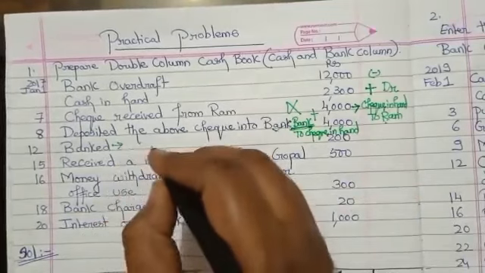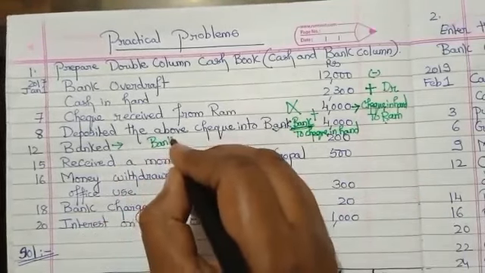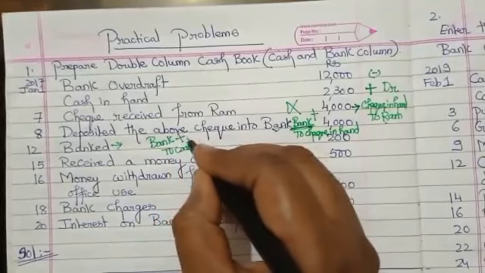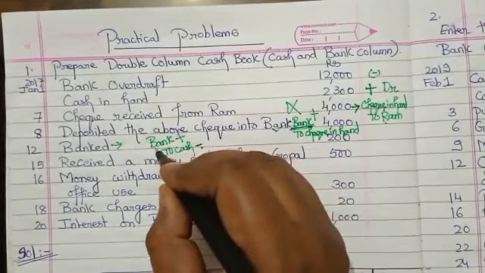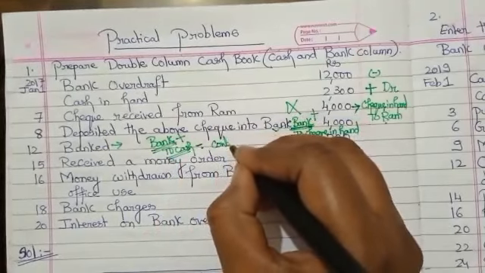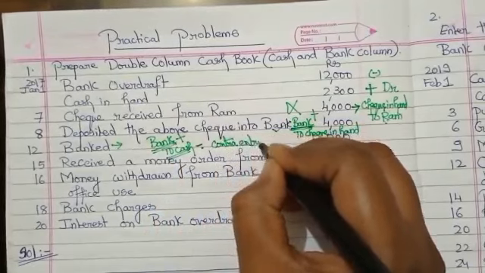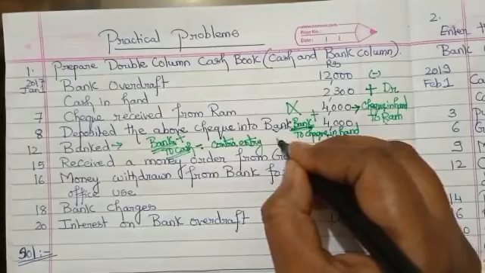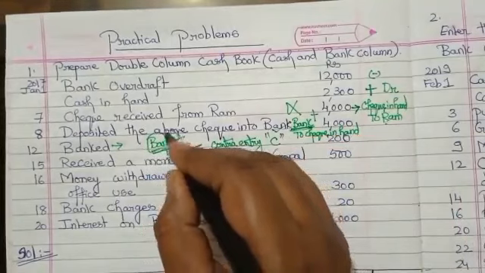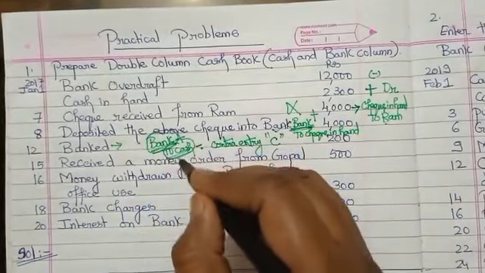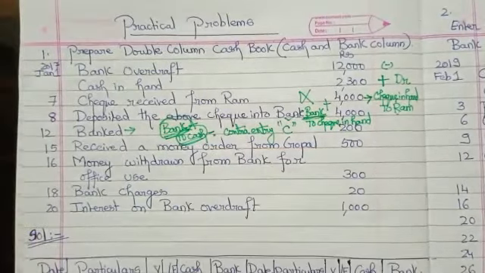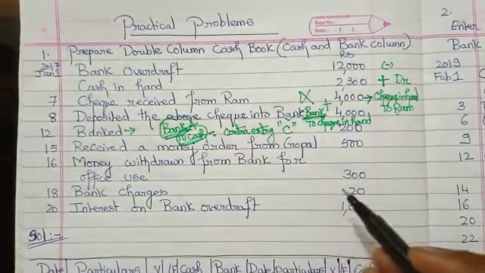Next is banked. What do you mean by banked? It means the bank account increases and the cash account decreases. Bank is increasing and cash is decreasing. In this transaction both accounts are affected, so there will be a contra entry. A contra entry is denoted by the letter C, which means this entry will be posted on both sides of the cash book, that is the bank and cash columns.